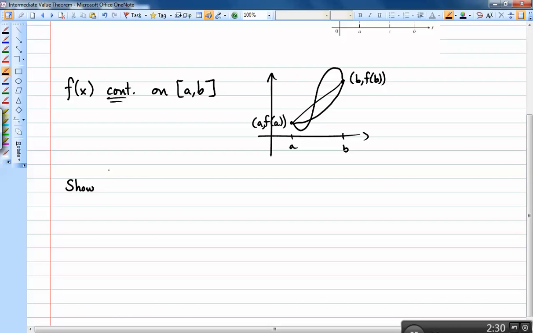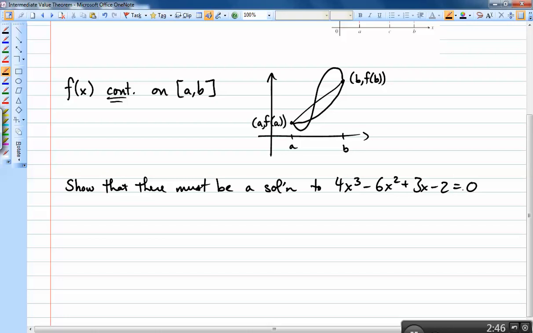Show that there must be a solution to 4x cubed minus 6x squared plus 3x minus 2 equals 0, and that solution has to be between x equals 1 and x equals 2. Okay, so this is the example.